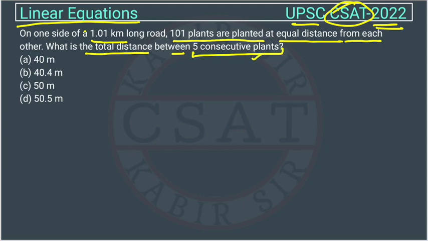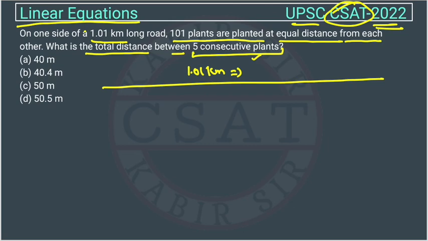Right, so there is a road. The length of the road is 1.01 kilometer. We will convert it into meter. In 1 kilometer we have 1000 meter, so now it's converted into meters. It will become 1010.00. So this is a road from here to here.